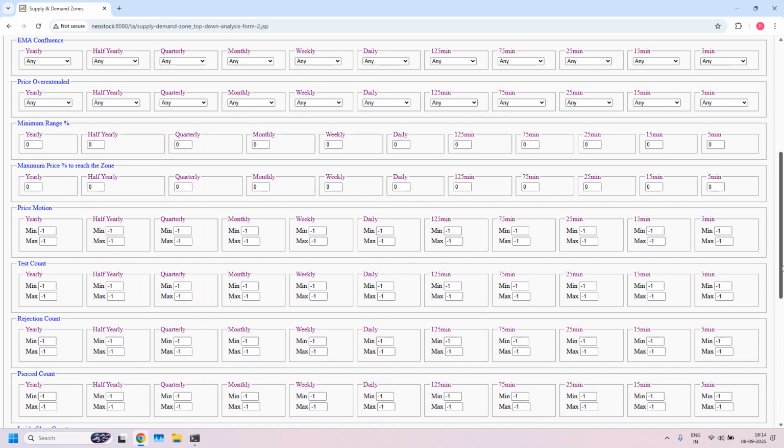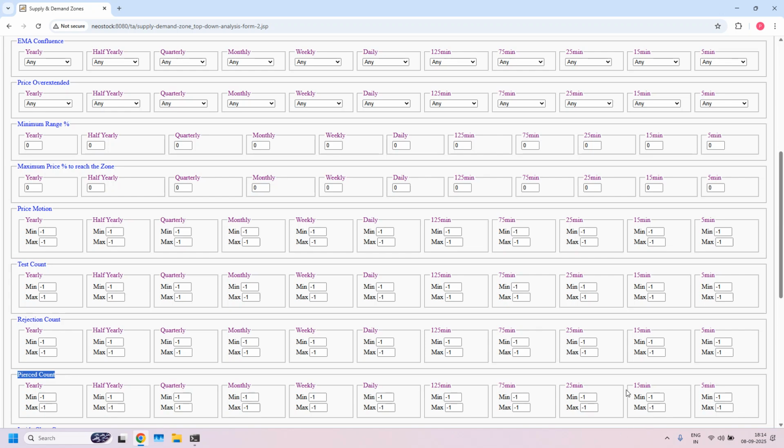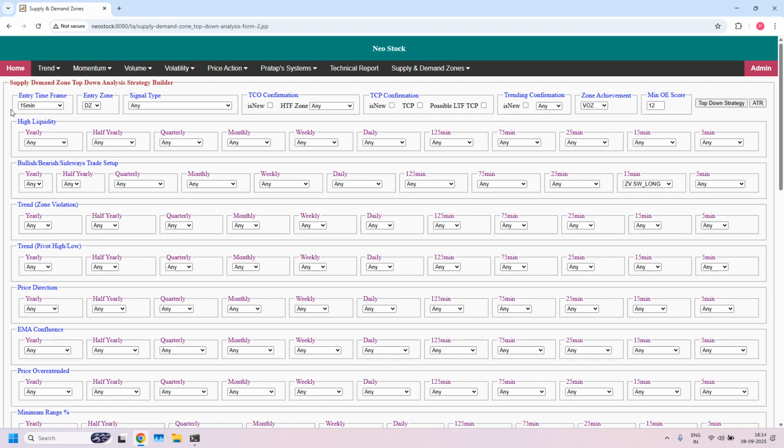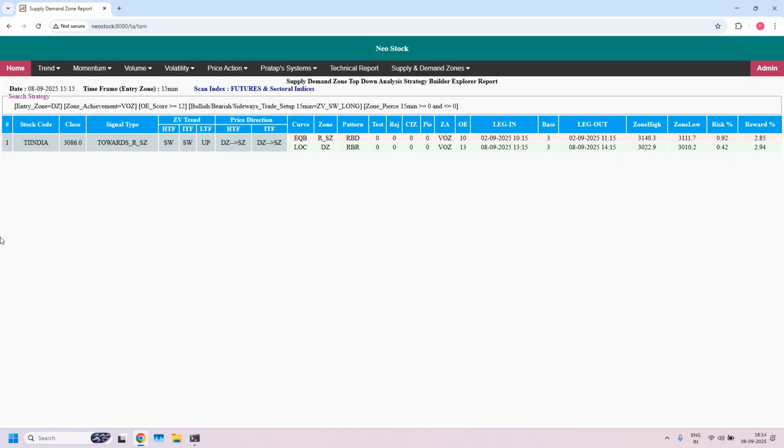In the pierced count parameter, at 15 minutes time frame, I am setting minimum value 0, maximum value 0. That means pierced count is 0, which means the zone is not pierced. Which zone? The 15 minutes demand zone we select here. Now let's filter. We got only one stock supporting sideways long trade setup for daily income trade, and the entry time frame is the 15 minutes demand zone. But you have to apply the checklist items that you learned in lesson 30.3 video. If this demand zone satisfies them, then you can plan the trade. Otherwise, higher chances of zone violation.